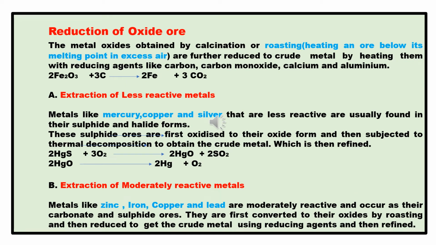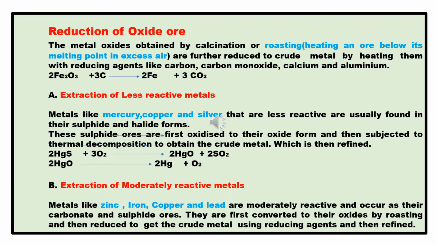The metal oxides obtained by calcination are further reduced to crude metal by heating them with reducing agents like carbon, carbon monoxide, calcium, and aluminum. So the second step we have seen after oxidation is reduction of that oxide. And the reduction of this oxide is by using reducing agents like carbon, carbon monoxide, calcium, and aluminum.